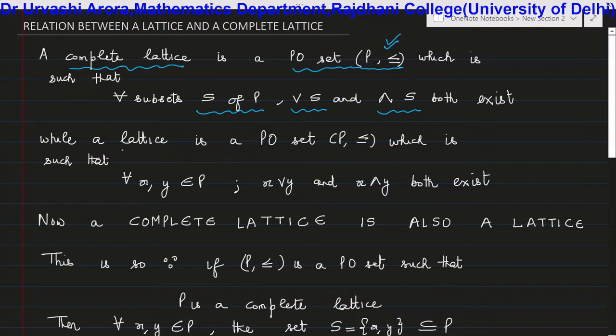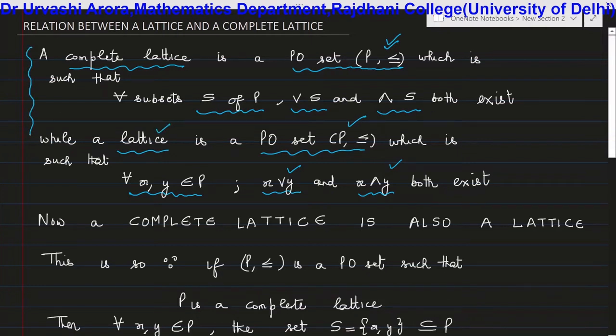And now coming to the second definition, when is a PO set P, less than equal to, said to be a lattice? A PO set P, less than equal to, is said to be a lattice if whatever elements x and y belonging to P we may choose, we are always able to find the join of x and y and the meet of x and y. If both join of x and y and meet of x and y exist, and if this happens for every pair of elements x and y that we choose from P, then the PO set P, less than equal to, is said to be a lattice.